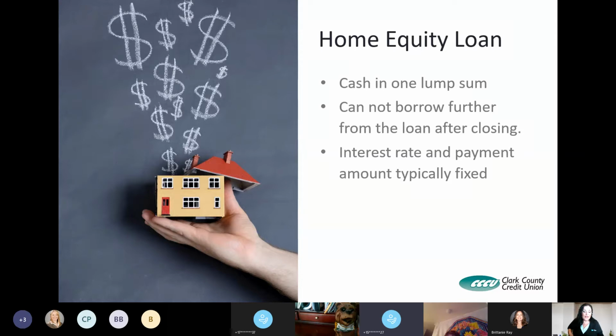Okay, so there are really two forms of second mortgages. There's the home equity loan and there's the home equity line of credit. The home equity loan is an installment loan in which you get all of the money up front. So if you're borrowing $50,000, we give it to you all up front. You cannot borrow any further from the loan. The payment and the interest rate are a fixed amount that you just pay back monthly for the term of the loan. So it's a one-time, here's your money. Whether you spend it or not, you make payments on the money.